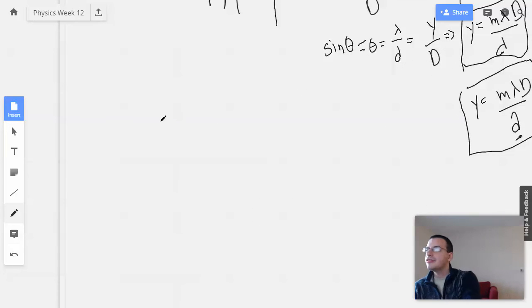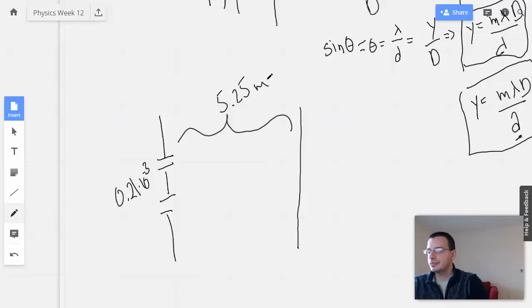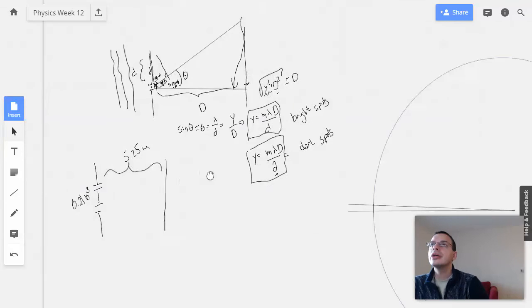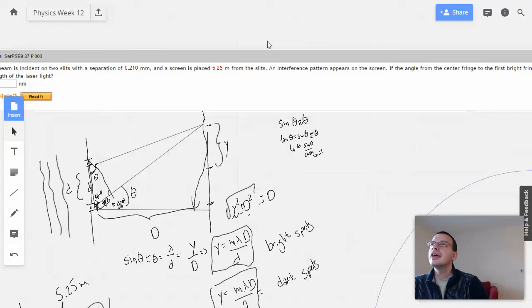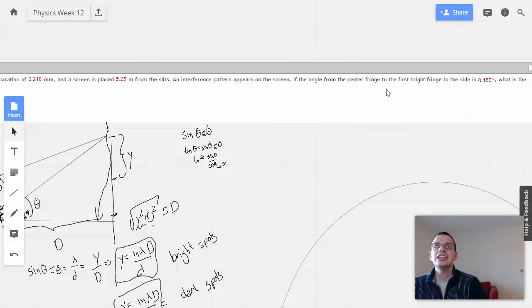So we have up, up, up, and I'll draw it way over here. So this is 0.21 times 10 to the negative third meters. And this guy right here is 5.25 meters. Okay? Got that? An interference pattern on the screen, if the angle from the center fringe to the first bright fringe is 0.8.